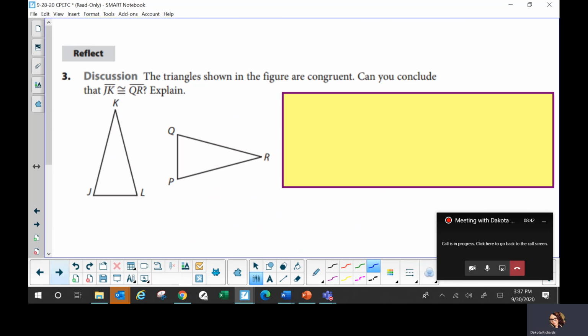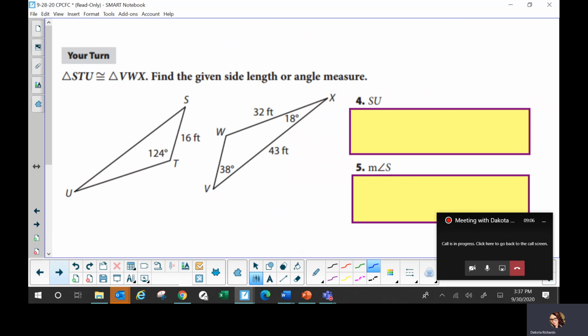This one, it doesn't give you that congruent statement. So like triangle ABC is congruent to triangle DEF. If it doesn't say that, you cannot assume that the corresponding parts are congruent. Okay? So this would be no. And because you're not given the congruent statement.